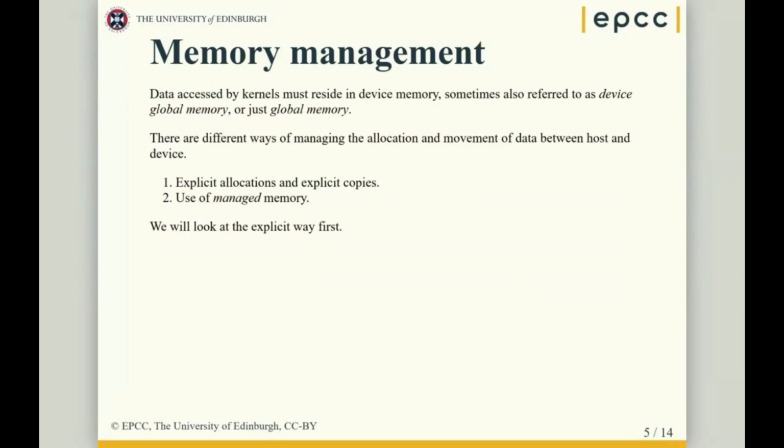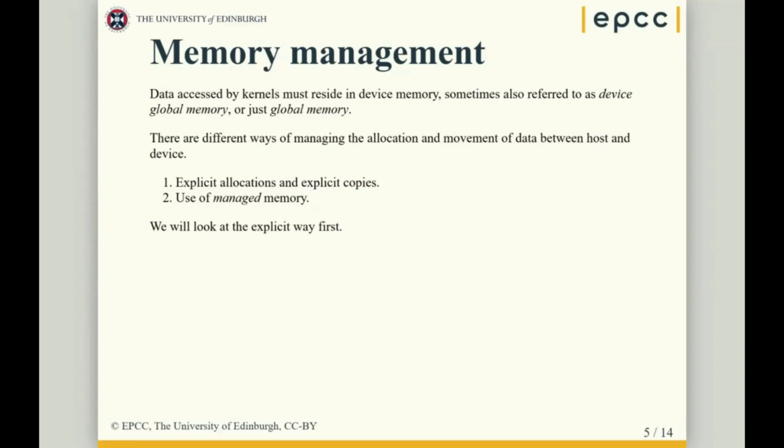Data accessed by a particular kernel, a particular piece of code that sits on the device, must reside in device memory. So if I'm going to access memory I want to work on, it must already be on the GPU. This is referred to as device global memory or just global memory. I don't really like this global memory terminology because it puts across the assumption that this is accessible from anywhere. It's not the case. So I will often refer to this as device memory, but you will see global memory referred to a lot in other literature.